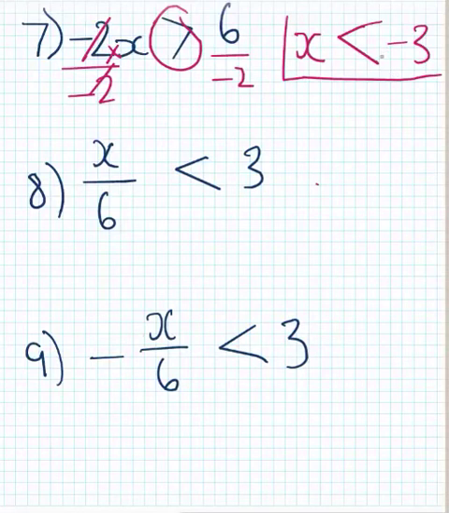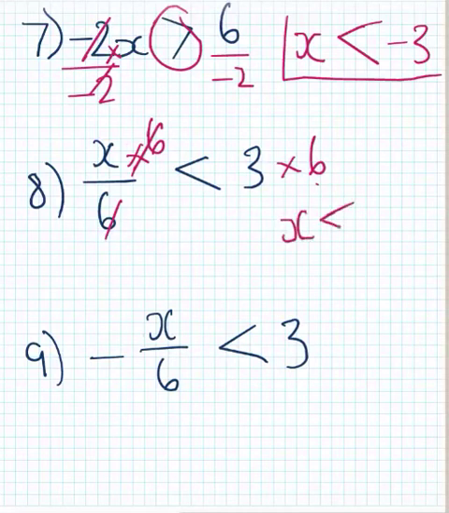This one down here, we have x divided by a +6. We can see there's no negatives near the x, so we won't have to switch this sign. So if we're dividing by 6, the opposite is to times by 6 and times by 6. So this will cancel out. So we're left with, I'll do the answer here, x will be less than 3 times 6 is 18. We didn't have to switch the sign because 6 was positive.